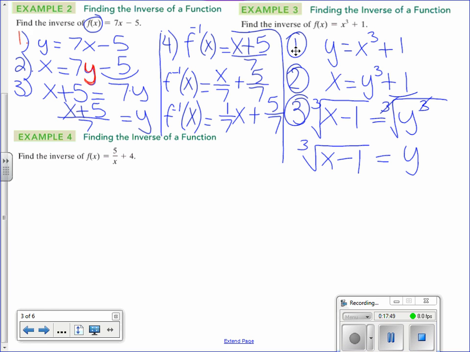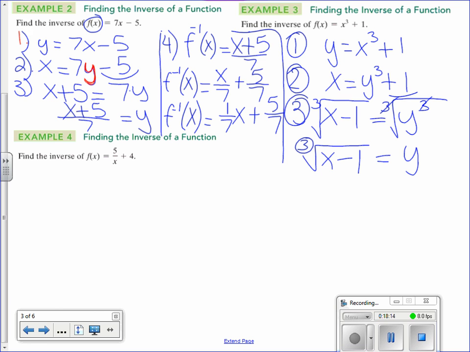Well, does that define y as a function of x? Yes, it does, because it is an odd root. If we had a square root or a fourth root or a sixth root, then we could probably say no. Well, we will say no. But for that case, yes, it will still be a function.